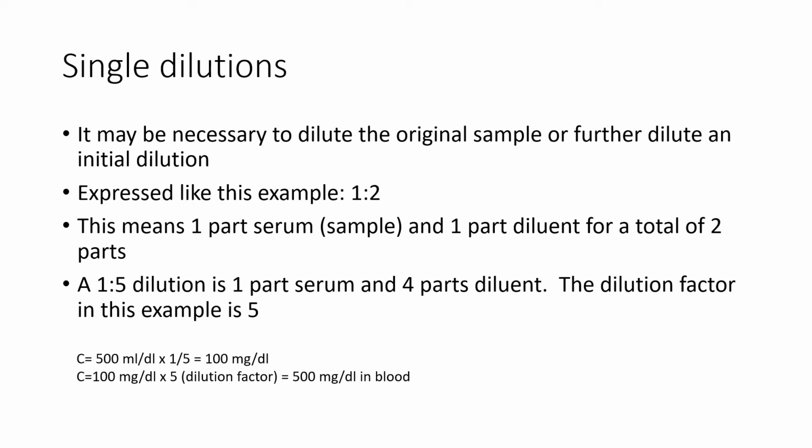Rather than multiply by the dilution expressed as a fraction, multiply the determination value by the reciprocal of the dilution factor. In this case, a 1:5 dilution, the dilution factor is going to be 5 because the original specimen was 5 times more concentrated than the diluted specimen tested in the procedure.